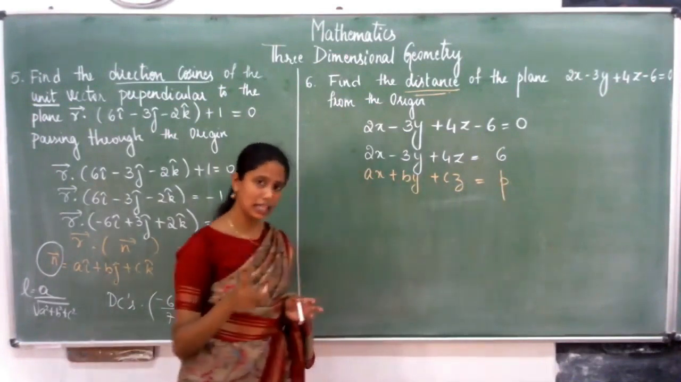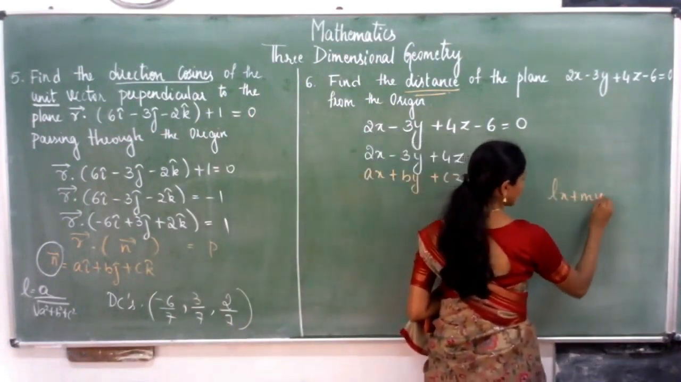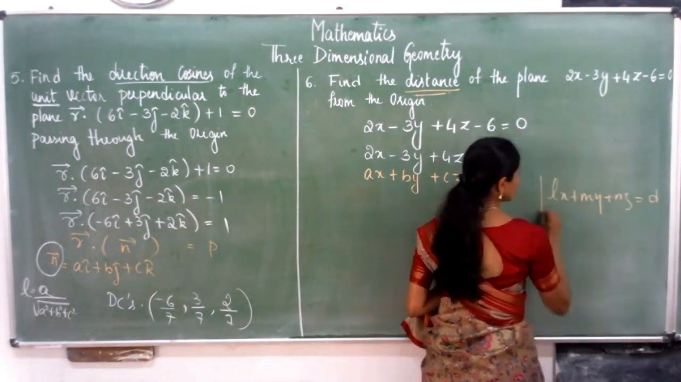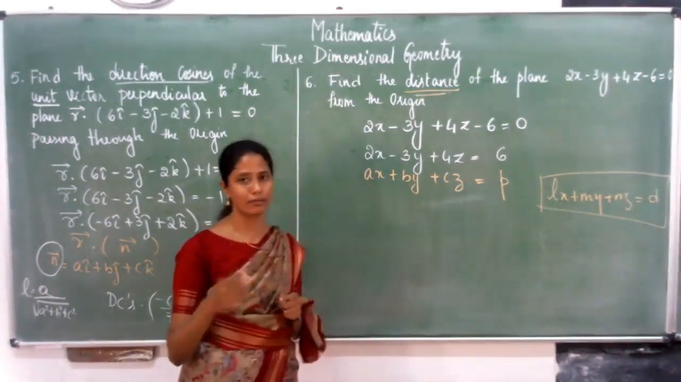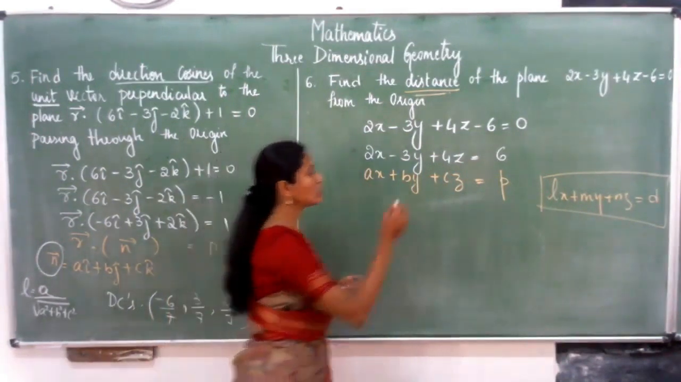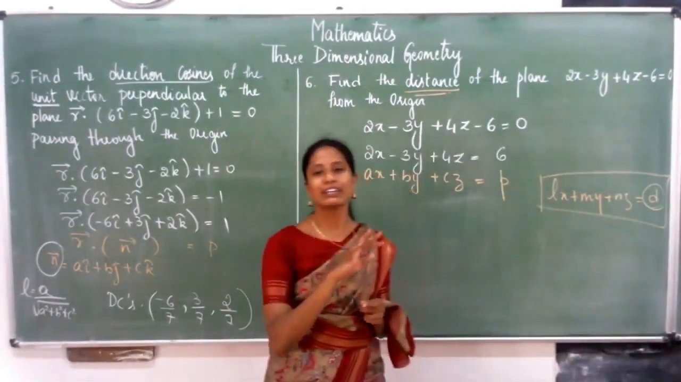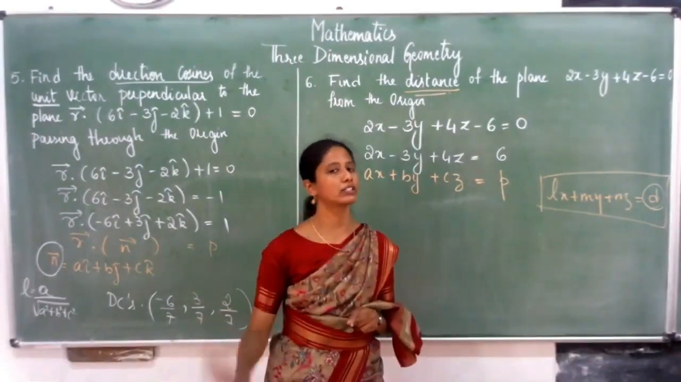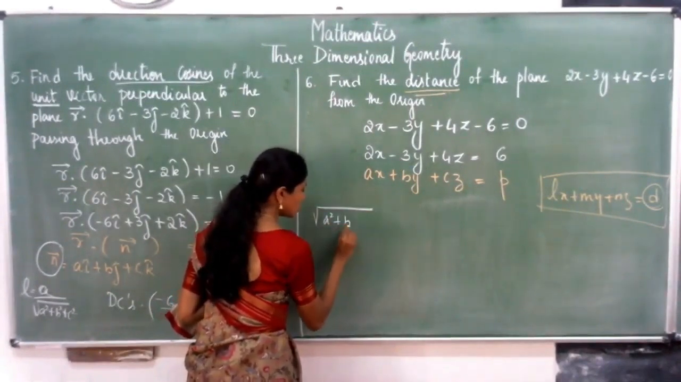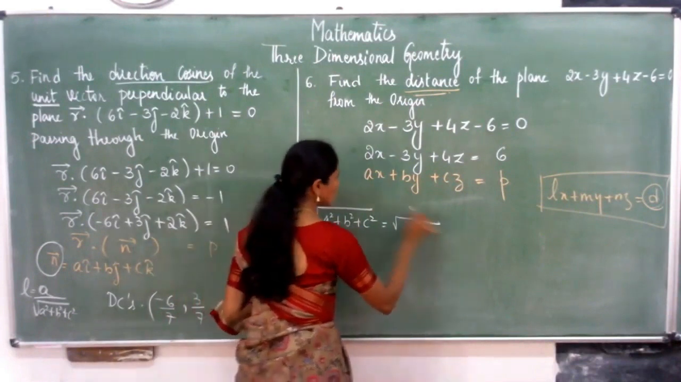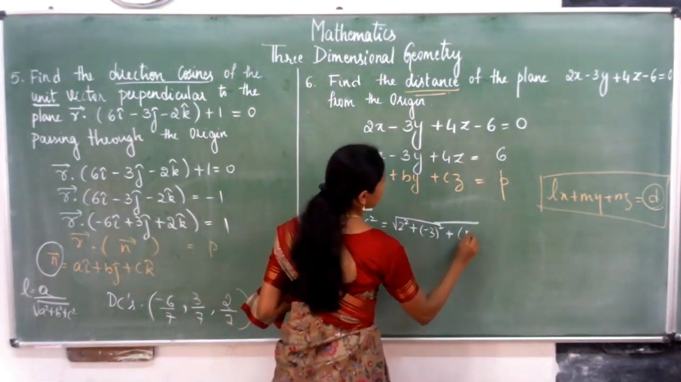Once we have this equation, we have derived the equation in the form lx plus my plus nz is equal to d. So here l, m, n are the direction cosines. For the direction ratios a, b, c, you need to find the direction cosines. Here we are interested only in finding d. In order to find d, you can just divide the entire equation by root of a square plus b square plus c square. So let us first find root of a square plus b square plus c square, which is root of 2 square plus minus 3 the whole square plus 4 square.